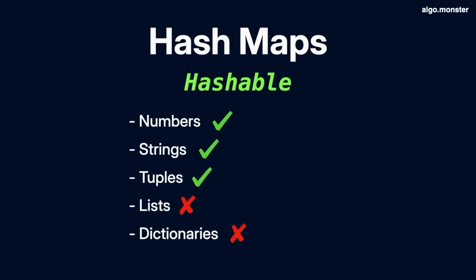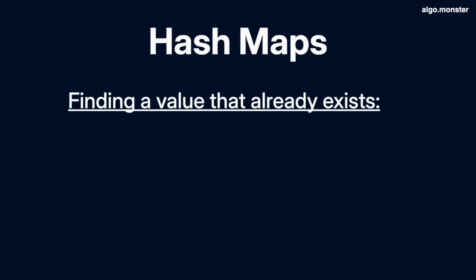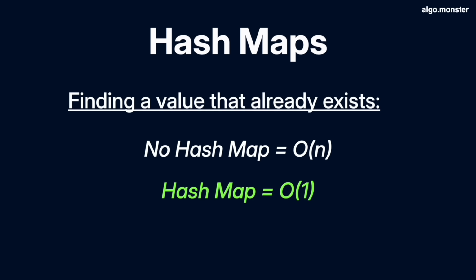So, why are hash maps so common in interviews? Because they're your go-to structure when brute force is too slow. Let's say you need to find a value that already exists. Without a hash map, you're looping through everything you've seen so far, and that's O(n). But with a hash map, you just need to check once, O(1). In a lot of interview problems, the real trick isn't some clever algorithm. It's just storing information in a smarter way, and a hash map gives you that for free.